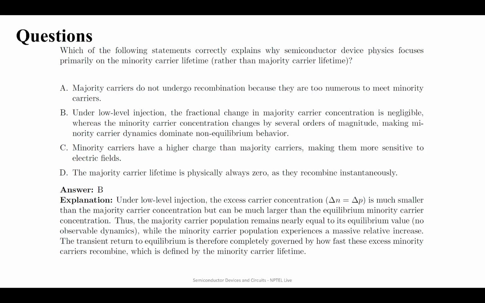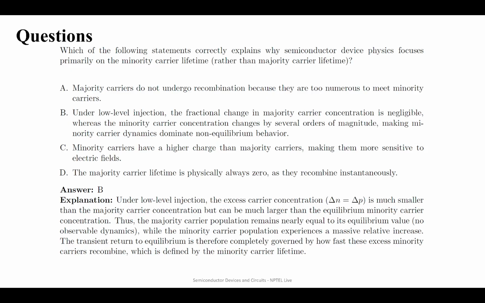So we just studied this. Under low level injection, the excess carrier concentration, which is del N equals del P, is much smaller than the majority carrier concentration, but can be much larger than the equilibrium minority carrier concentration. Thus, the majority carrier population remains nearly equal to its equilibrium value, so no observable dynamics.